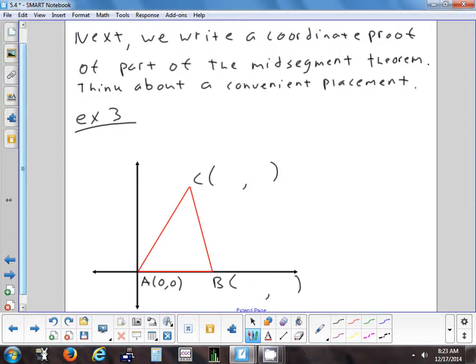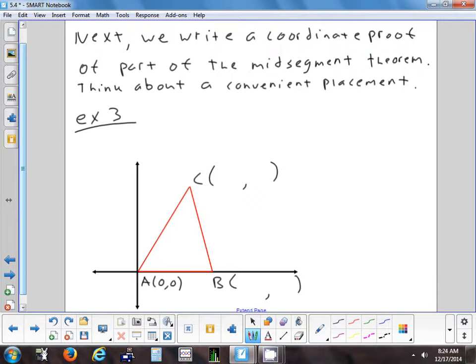All right. So next we're going to try to prove part of the mid-segment theorem. We're not going to prove it 3 times, which is what you'd have to do, prove it for each one. But we'll try proving it for one segment. Now the key that makes this proof either easy or difficult is where you place your triangle. So we've talked about trying to place your triangle in a good spot that makes the coordinates easy to work with. So one coordinate I put at the origin, 0, 0. That's always an easy coordinate to work with.